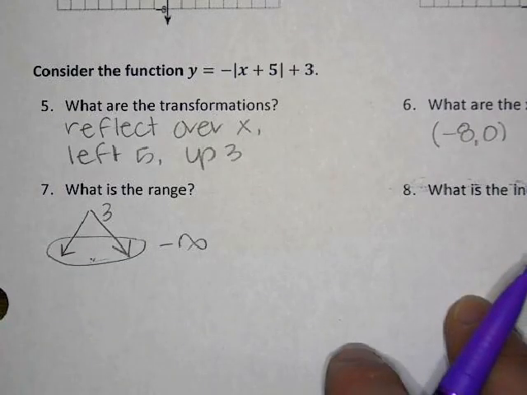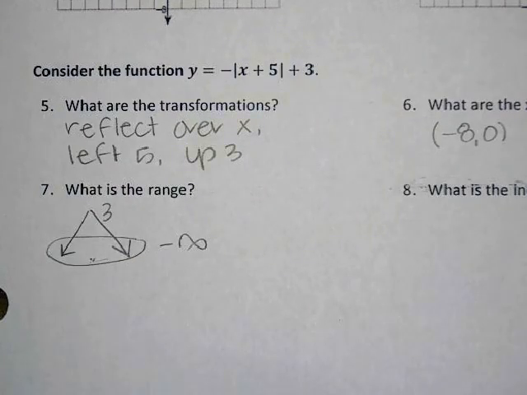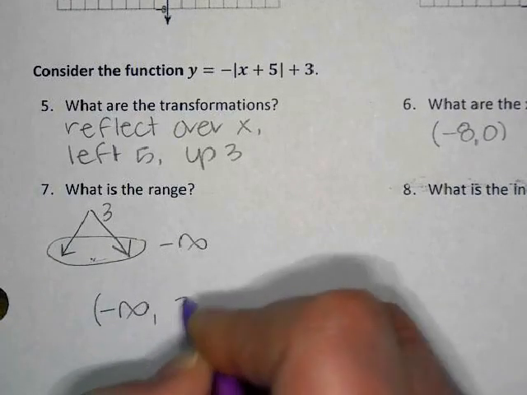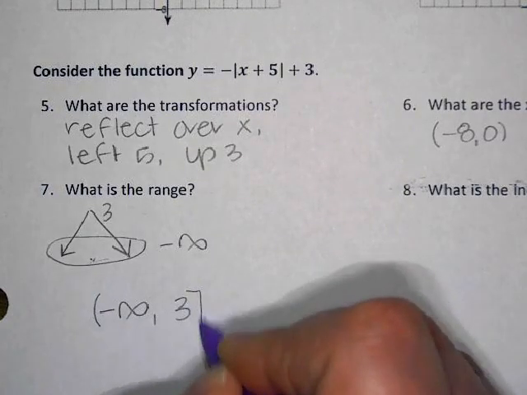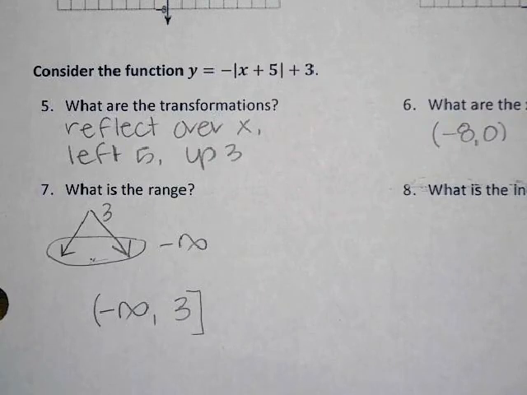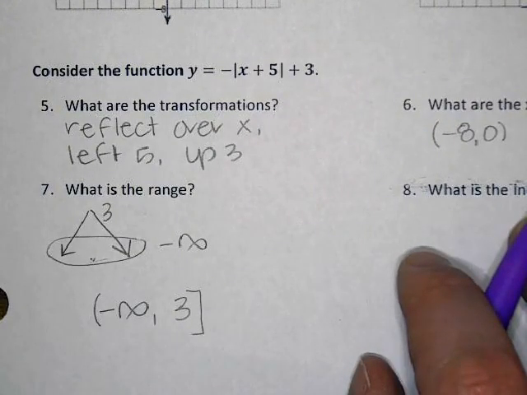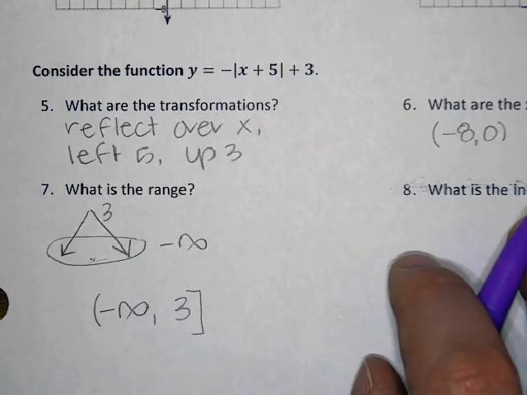And so how are we going to use this to write our answer? You do -infinity, 3. So the infinity always gets a parenthesis. The 3 gets a bracket. Why does the 3 get a bracket? Because if I go back to Desmos, I can click on it right there. The definition of the range is that it's numbers that are actually there, and I can click on this, so I should include it in my answer, and a bracket means I'm including it.